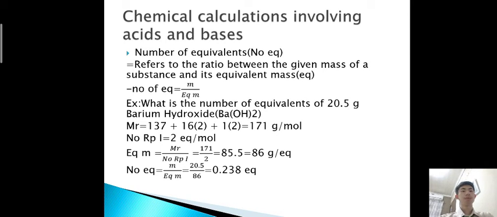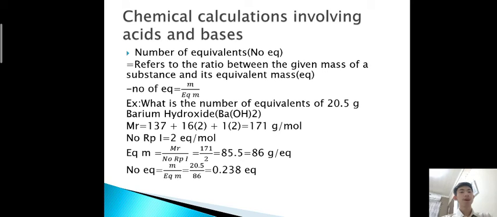First, we find the molar mass. Barium is 137, oxygen 16 times 2, plus hydrogen 1 times 2, is equal to 171 gram per mole. Then we find the number of replaceable ions. It's equal to 2 equivalent per mole, because Ba has 1 atom and hydroxide has 2 atoms. So 2 times 1 is equal to 2 equivalent per mole.